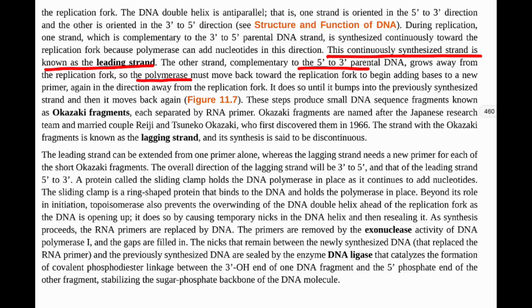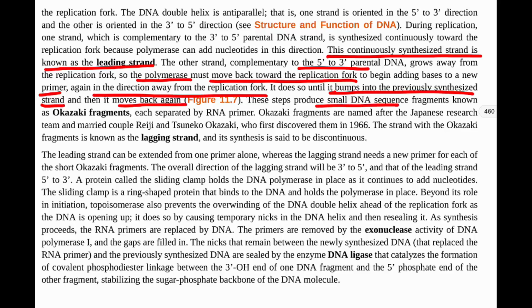So it has to move back toward the replication fork to begin adding bases to a new primer in the direction away from the replication fork. Then it bumps into that previously synthesized strand, and it has to move back again. These steps produce small DNA fragments known as Okazaki fragments, and they're each separated by an RNA primer. The strand that has these Okazaki fragments is called the lagging strand, and its synthesis is discontinuous. So we have continuous synthesis on the leading strand and discontinuous on the lagging strand.